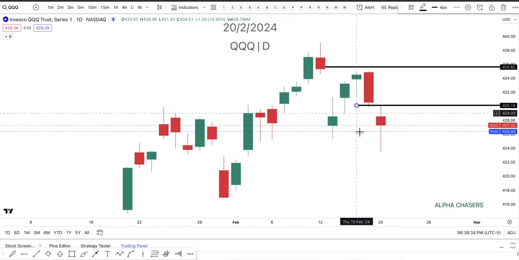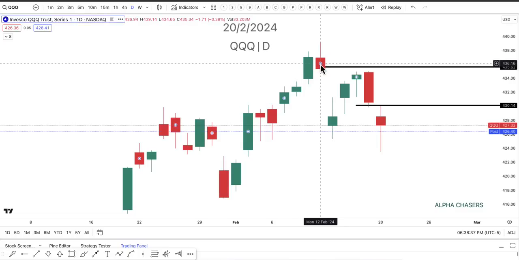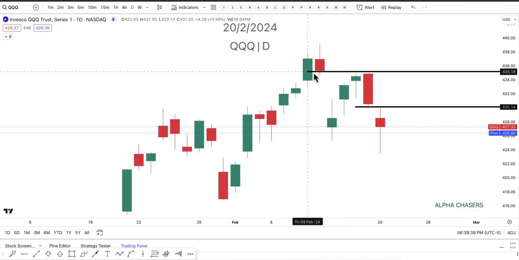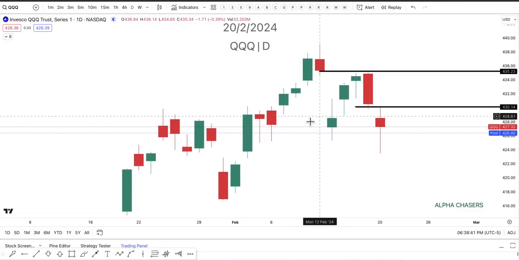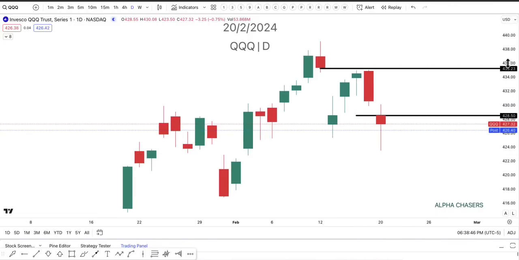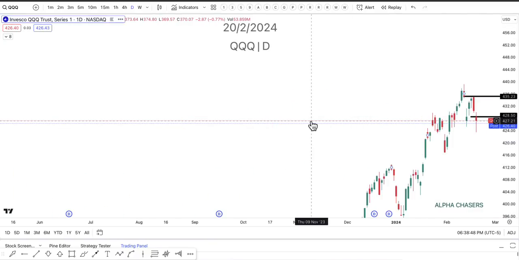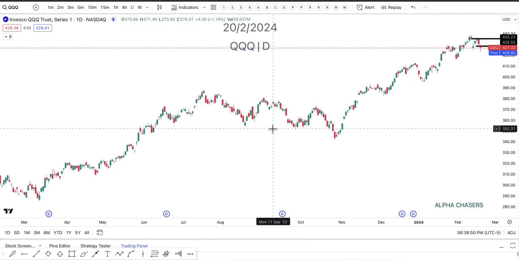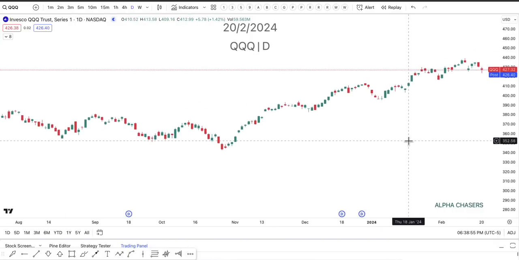Wicks are what? Price rejection. So in my universe, they don't really count. What I'm always looking for is those opens and closes. That's what I pay attention to, and you can see very clearly here that that didn't work. If you want to use the wicks, use the wick. It's a free country. You can do whatever you want. I have found that using the body and not using where they reject tends to be the best for me.